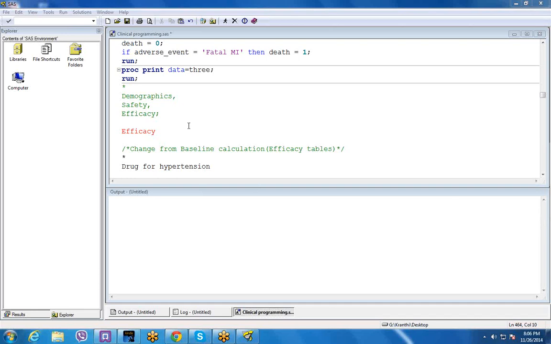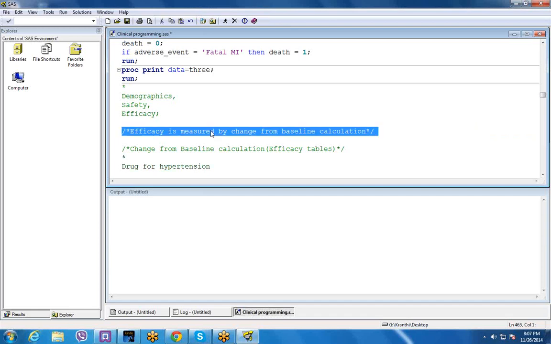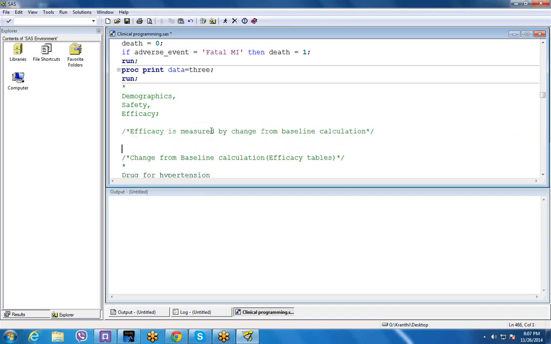Yeah, fine. So we'll see the efficacy. We have three types of tables: demographic, safety, and efficacy. How is the efficacy measured? Efficacy is measured based on the baseline calculations only. So it is measured by change from baseline calculation. Usually for this purpose we use the change from baseline. Okay, let me tell you.